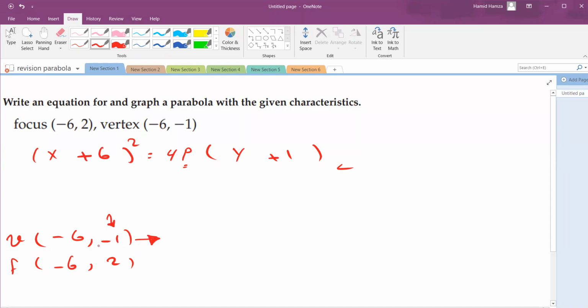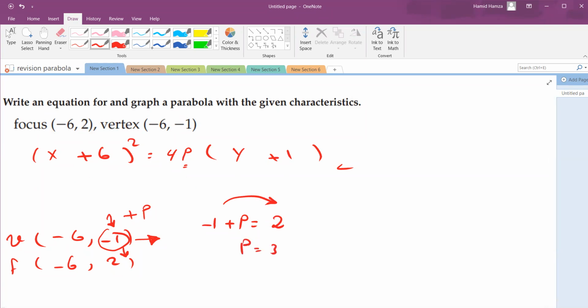So what is the relation, guys, between the vertex and the focus? If you add b to the vertex, you will get the focus. So this means negative 1 plus b equals 2, the focus. So take 1 to the other side. That means b equals 3. Let's substitute here. So the equation will be like this.